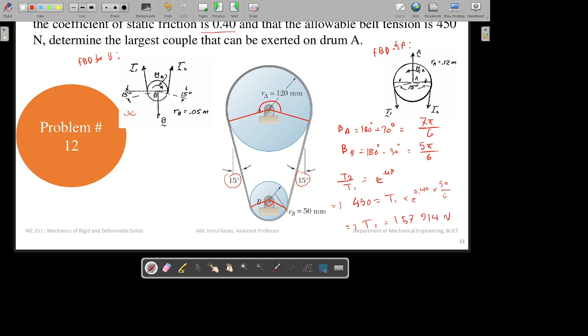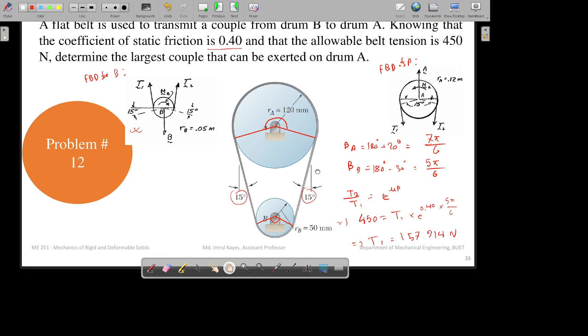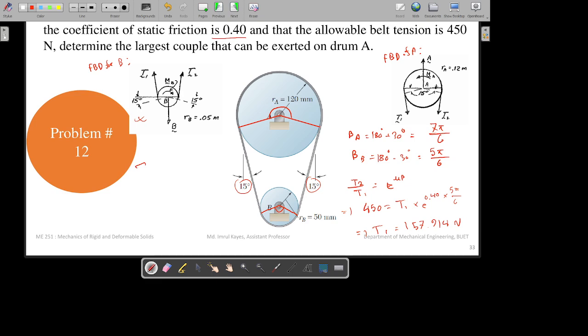157.914 Newton. Now to find the moment about A, we will take summation of MA equal to 0. So the equation will be MA, taking together this time, 0.12 into T1 minus T2 equal to 0. Now you know the values of T1 and T2. If you put the values of T1 and T2, MA will be 35.1 Newton meter. So that will be your answer.